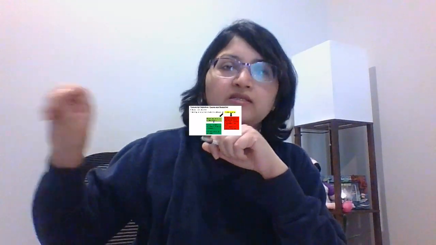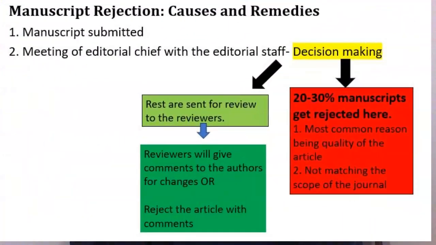Okay, so these are the two most common reasons that your articles are going to get rejected. One, the quality is not good. Second, it's not within the scope of the journal. Okay, now 20 to 30% of the articles have been rejected. So we are left with 70% or 80% of the articles, and now they have to make a decision.